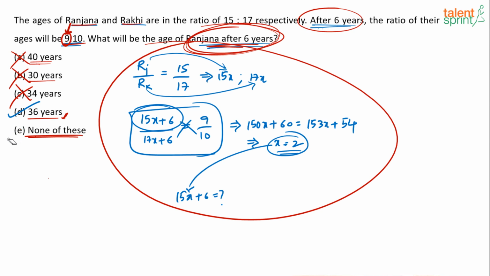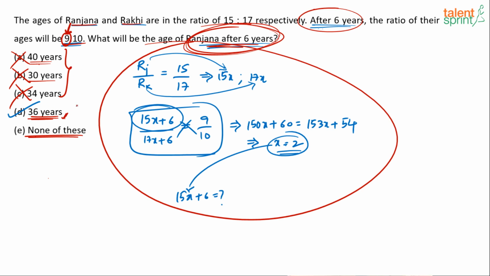Let's verify. Already you have understood that A, B, C are wrong. Now is 36 really the right answer or not? We can easily check this. How do we check this? See, there are other clues given in the question, right? Try and use that. If Ranjana's age after 6 years is considered to be 36, meaning 9 parts is 36, 9x is equal to 36.